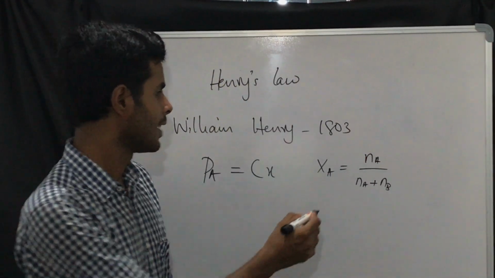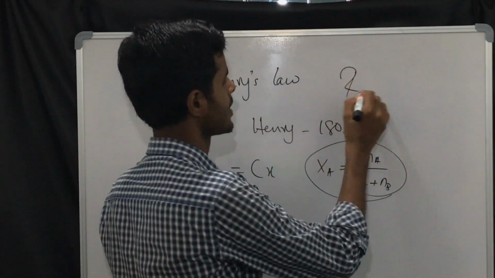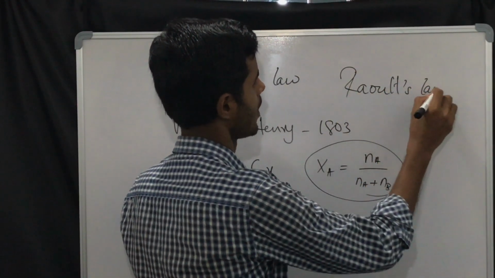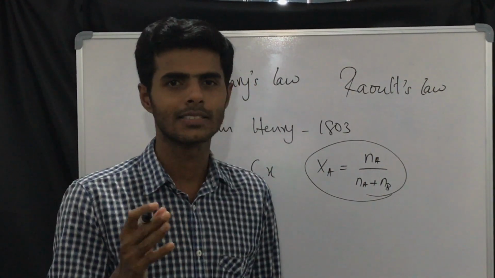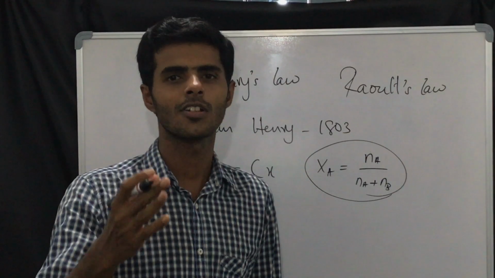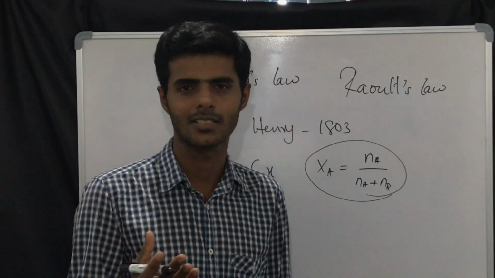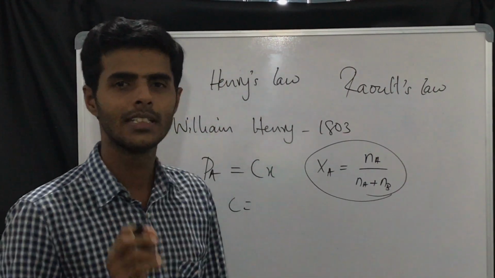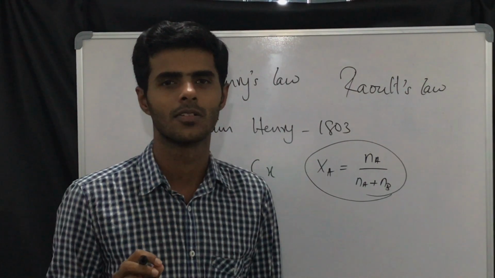We have already discussed Raoult's law in the previous classes. So with Henry's law, we can consider Raoult's law a special case of Henry's law. Raoult's law is a special case of Henry's law. If C is equal to the vapor pressure of the pure component, then Henry's law is equal to Raoult's law.